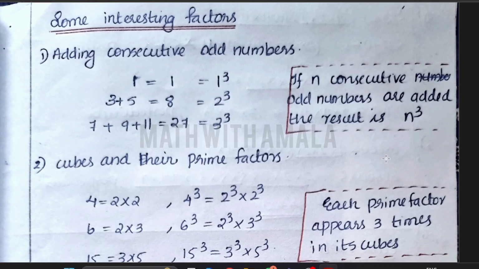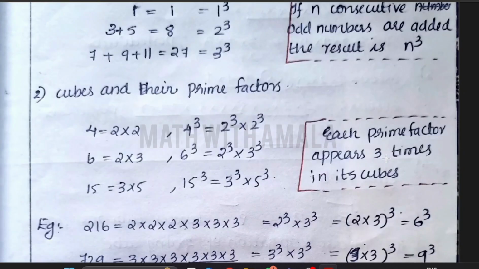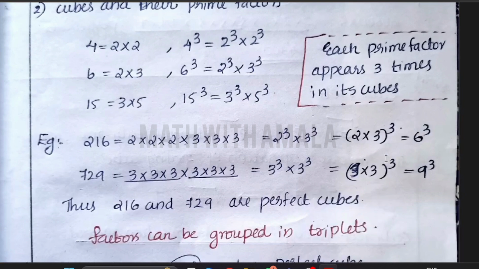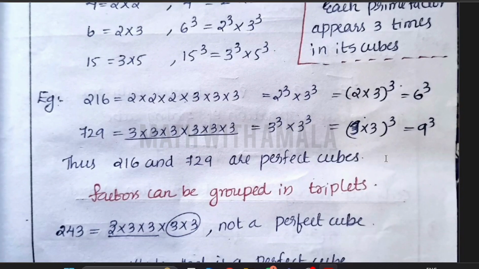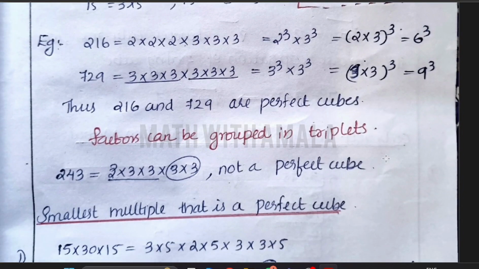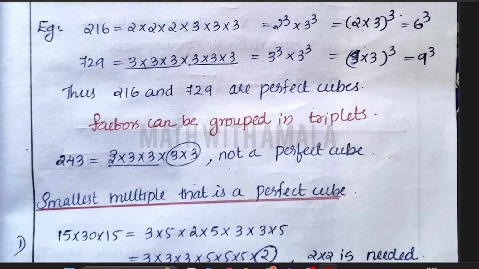Okay, the second pattern is cubes and their prime factors. 4 is equal to 2 into 2, so 4 cube is equal to 2 cube into 2 cube. Each prime factor appears 3 times in its cube. Likewise, you can have an example for 216 and 729. 216 can be written as 2 into 2 into 2 into 3 into 3 into 3, that is 2 cube into 3 cube.